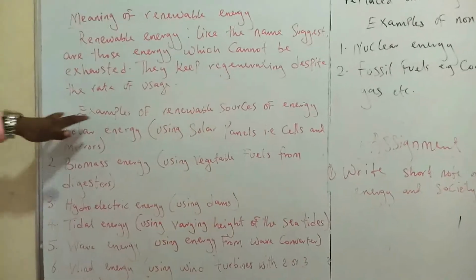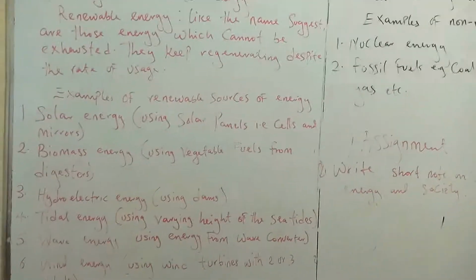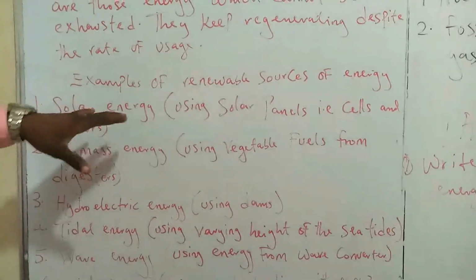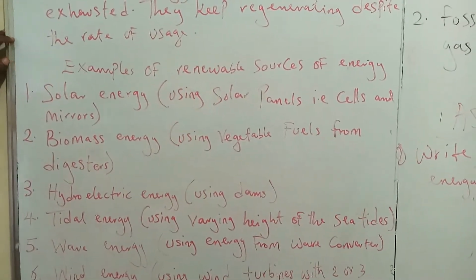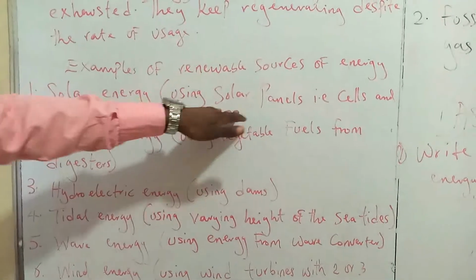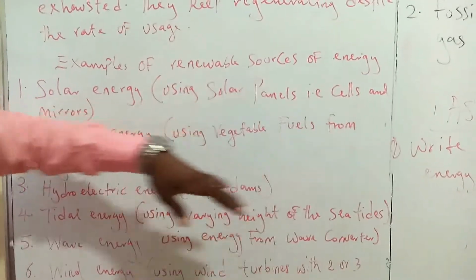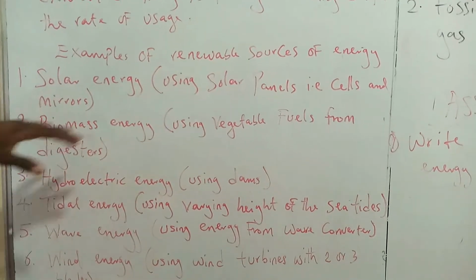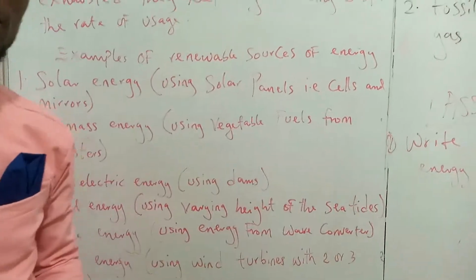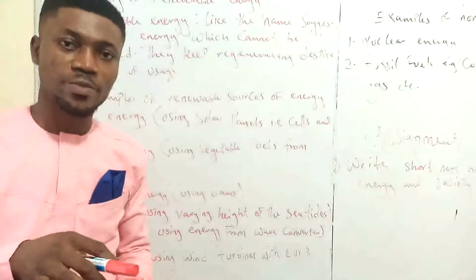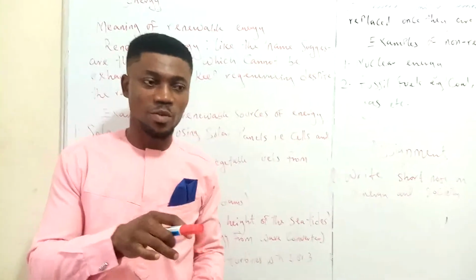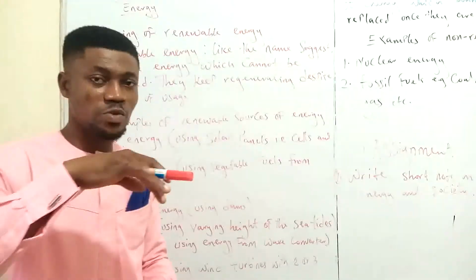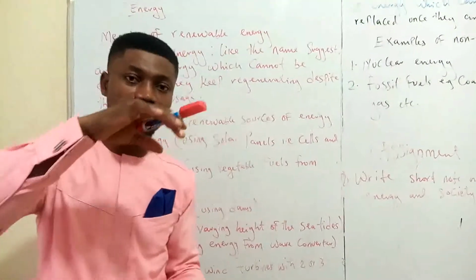So let's look at the examples of these renewable sources of energy. We have solar energy. Of course, this has to do with using solar panels, that is cells and mirrors. Talking about cells here, you know what cells are? Your battery. Your battery contains these protons that can give you energy as well. So we're talking about cells here, we're talking about your battery.